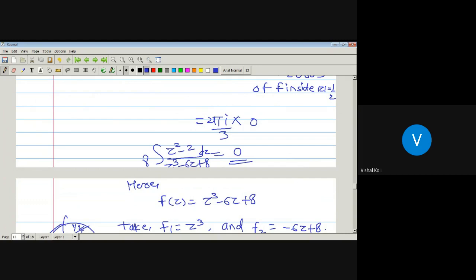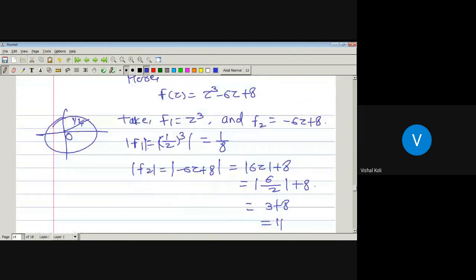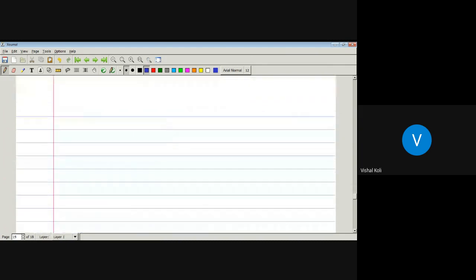Now the next concept, which is nothing but spaces of analytic functions.